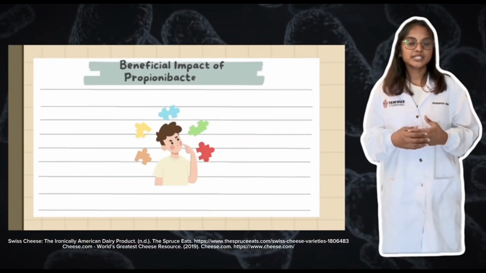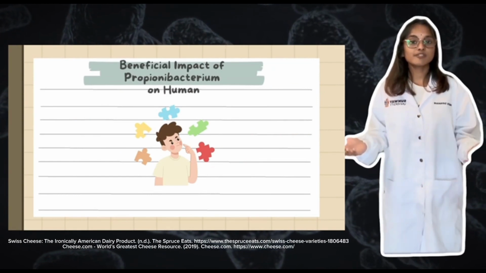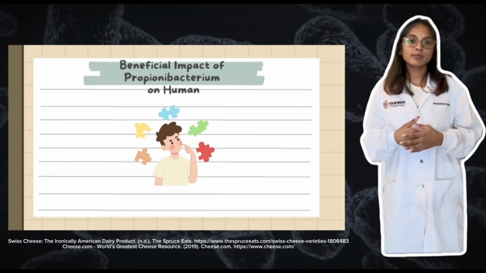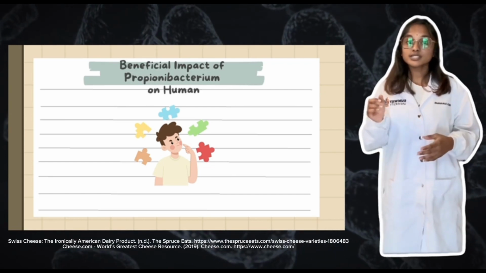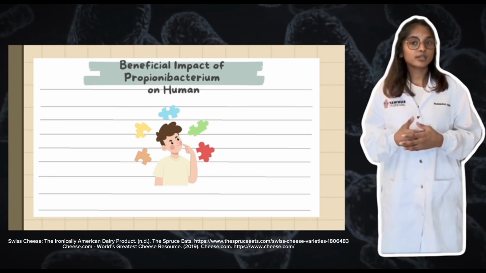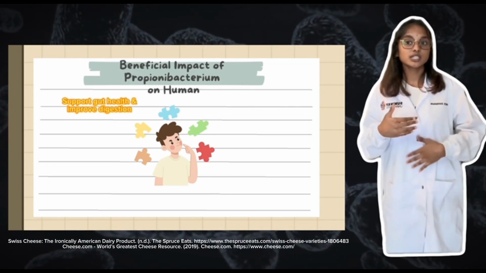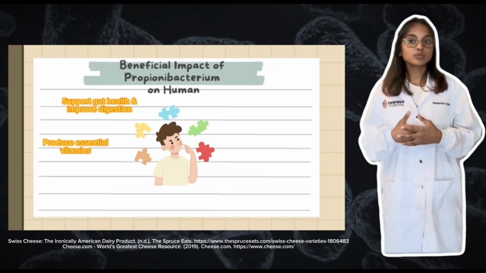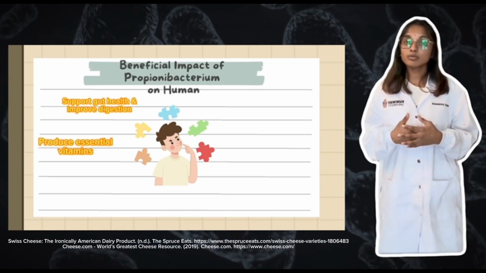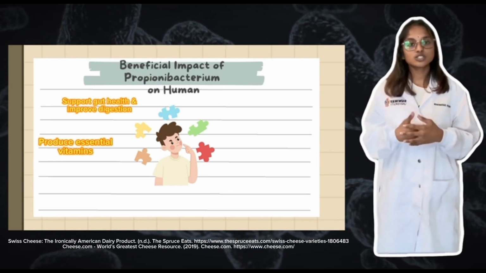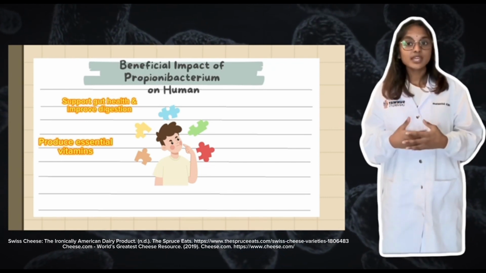Propionibacterium, a genus of bacteria, can have both beneficial and non-beneficial impacts on human health. Let's look into the beneficial impact of Propionibacterium on human health. Firstly, some strains of Propionibacterium have probiotic properties, supporting gut health and improving digestion. Propionibacterium can also produce essential vitamins such as vitamin B12 or other B group vitamins, which are essential for numerous physiological processes in our body.